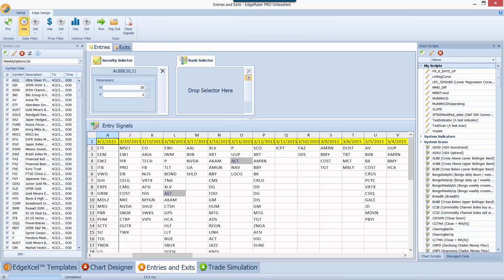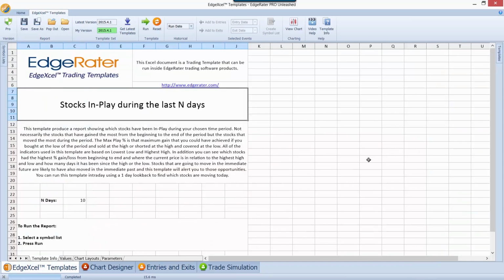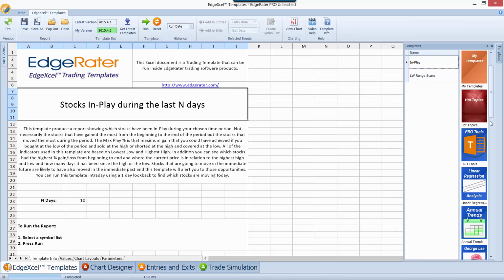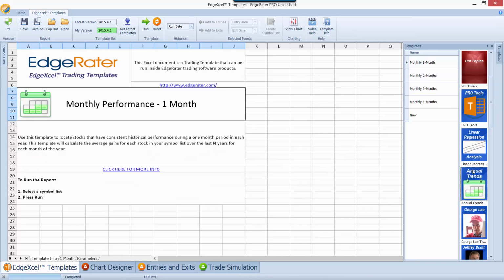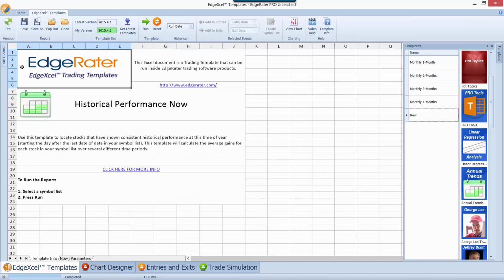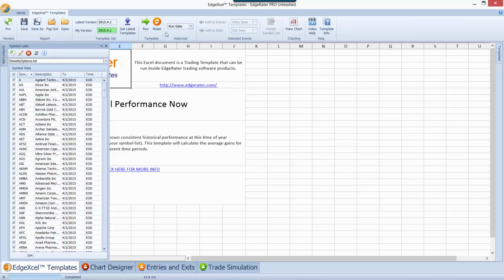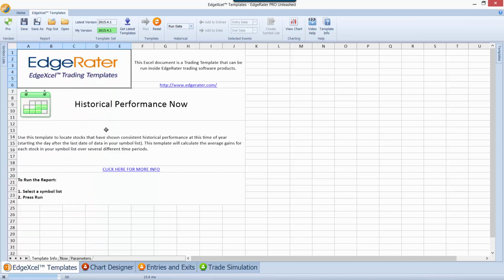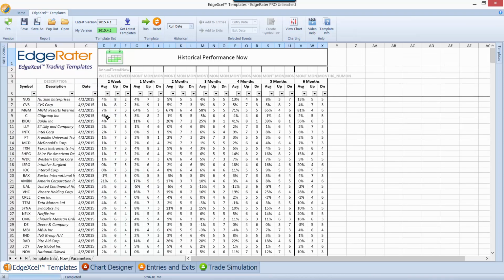Seasonality backtest. Yeah, so seasonality is one of the templates that's new in the program, and you'll find that under the annual trends category. All right, we'll run seasonality on weekly options, basically looking through 10 years and finding our seasonality for all of these stocks.